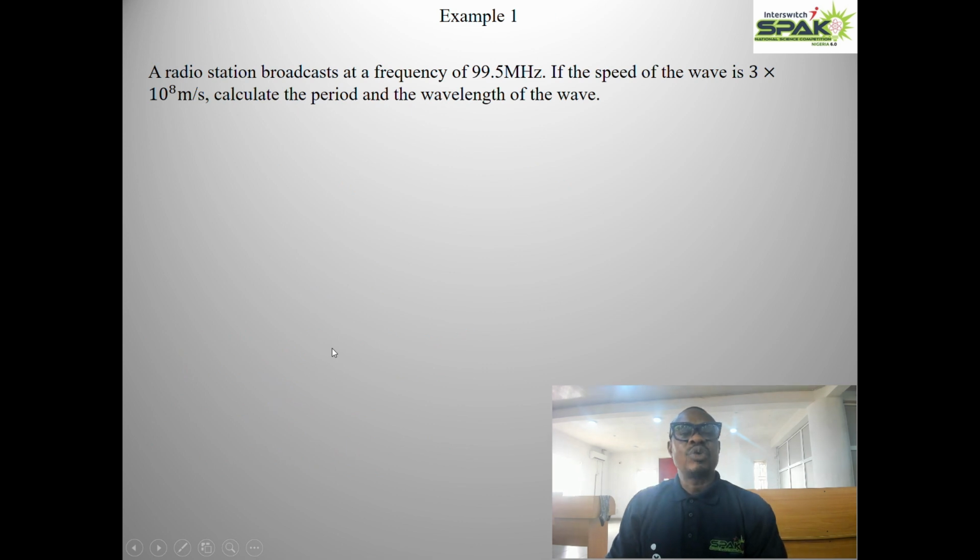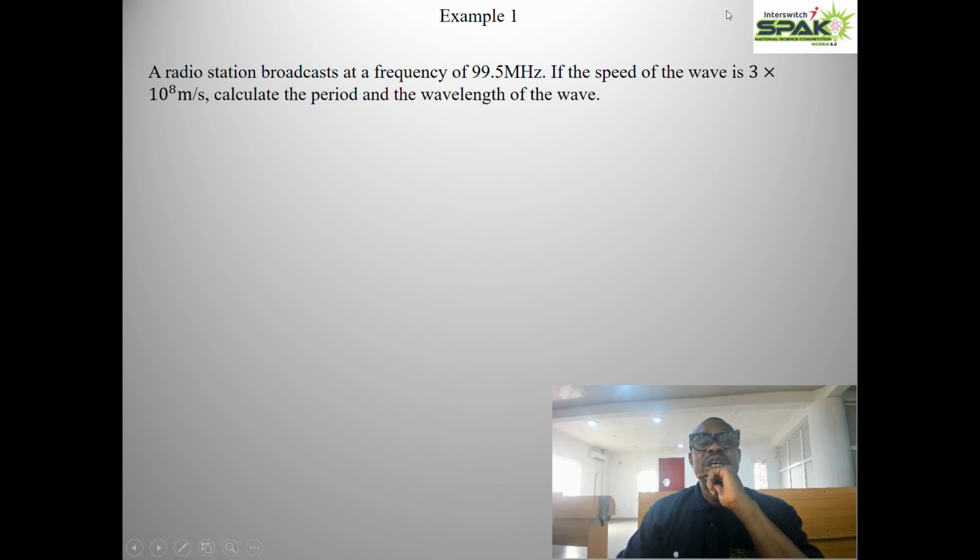Okay, so let us quickly take some examples. Number 1: a radio station broadcasts at a frequency of 99.5 megahertz. Please take note of this megahertz. You should be able to convert units: mega, kilo, micro, pico, nano, and the rest of them. Now, if the speed of the wave is 3 times 10 raised to power 8 meters per second, calculate the period and the wavelength of the wave.